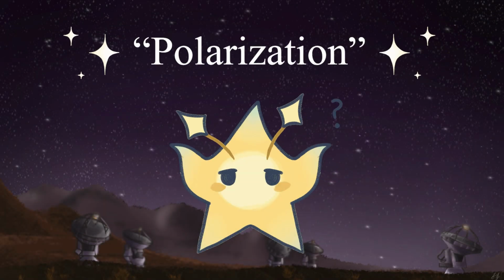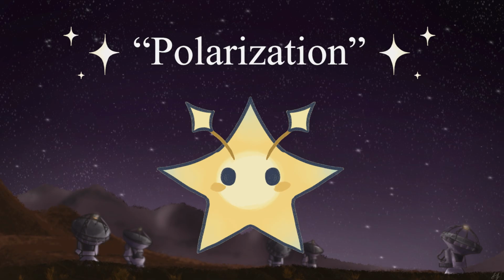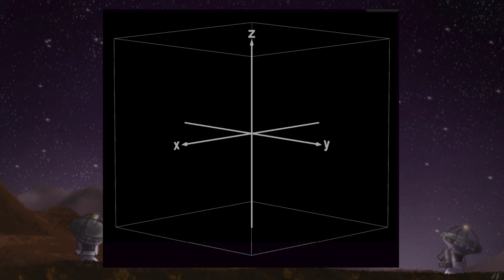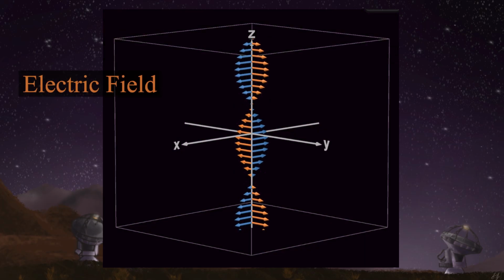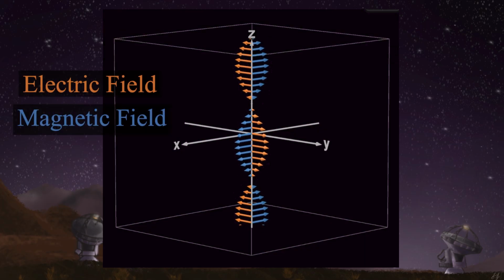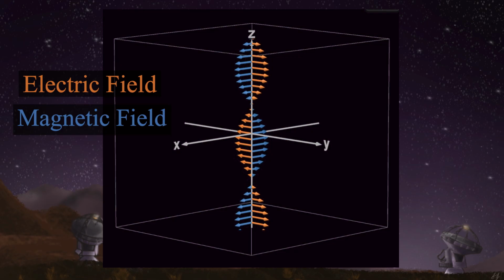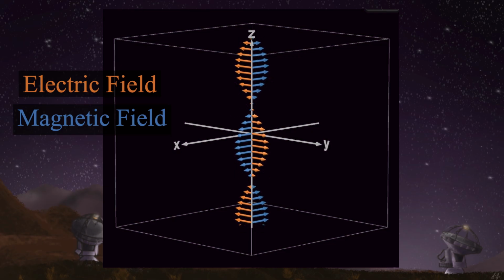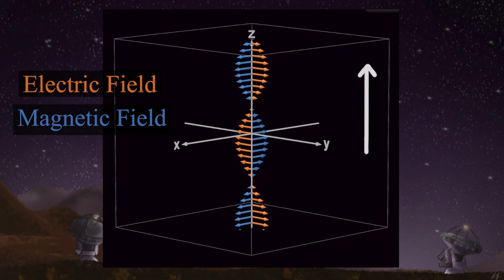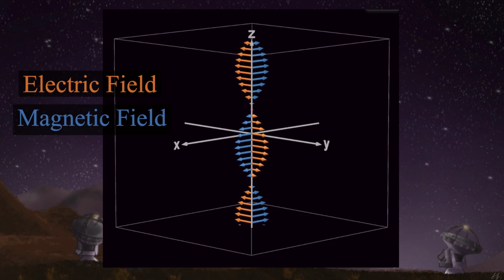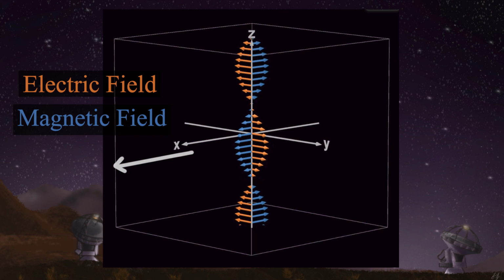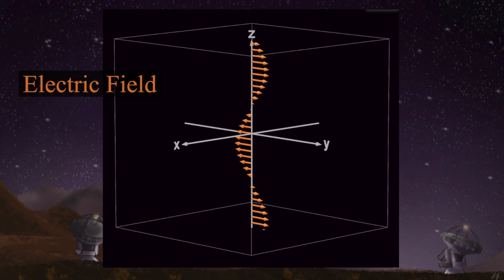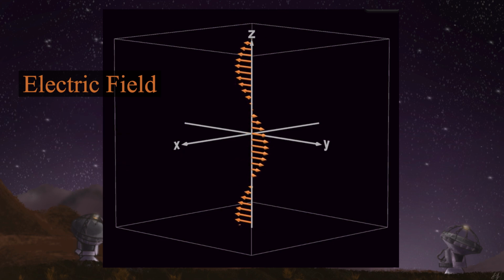First, let's look at what we mean by polarization. Electromagnetic radiation can be viewed as a transverse wave, where the electric field oscillates in a direction perpendicular to the direction of motion. Here we see an electromagnetic wave traveling in the z direction, with the electric and magnetic vectors oscillating perpendicular to each other in the y and x directions respectively. For clarity, we'll only show the electric vectors from now on.